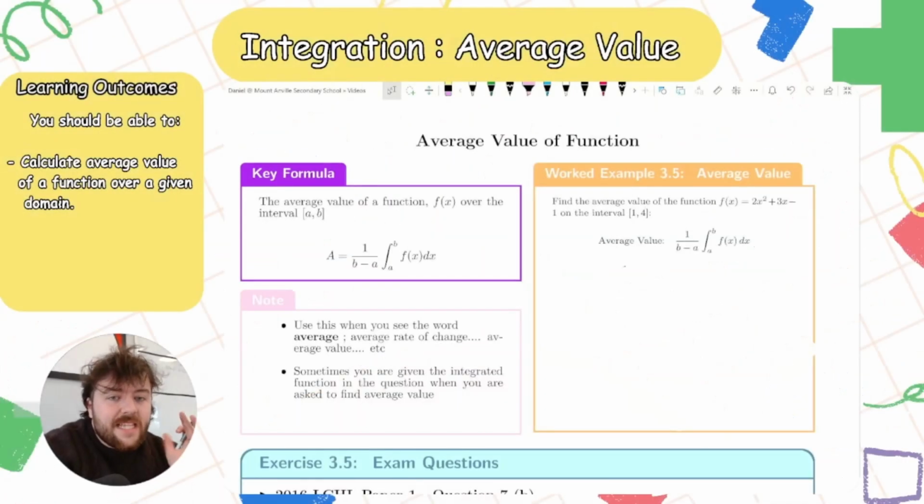Hello everyone, in this video we are looking at the average value of a function. This is the final video in this integration series. So what is the average value of a function? Well, it's just what it says on the tin. It's what is, on average, the value of a function over a given range. What's the mean value of the function?